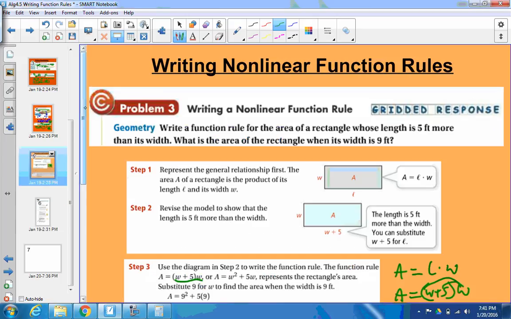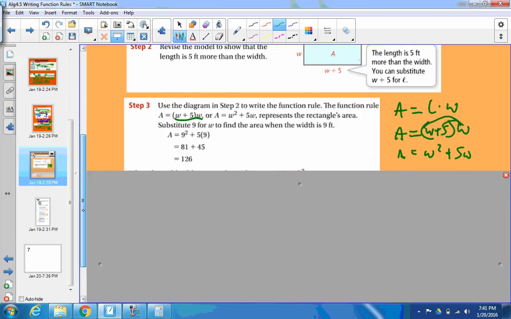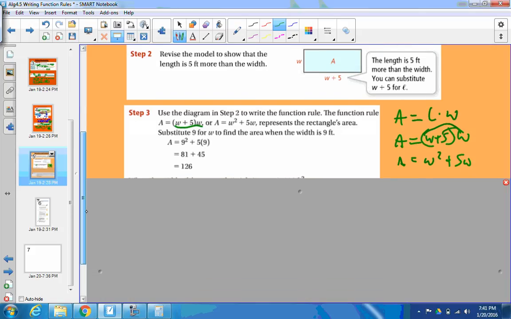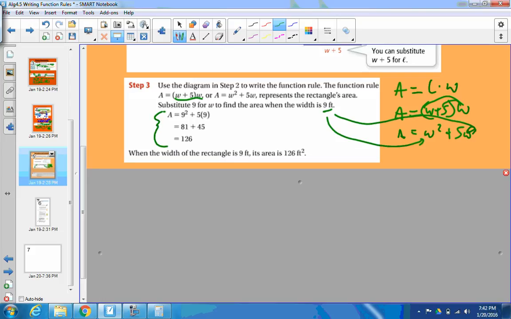And then the question being asked is, what would it be if the width was 9? So you plug in 9 for the width, plug it in for the w there, plug it in for the w there, and it's shown right here. You plug it in, it's 9 squared plus 5 times 9. That'd be 81 plus 45, and you get 126. So when the width is 9, the area is 126 feet squared.